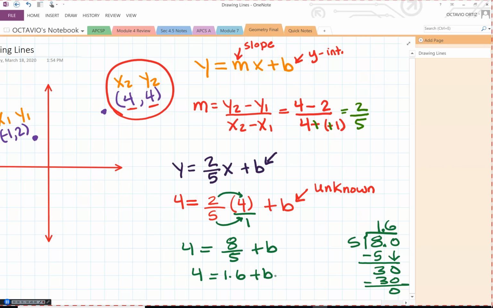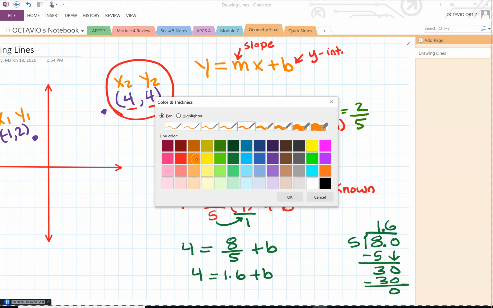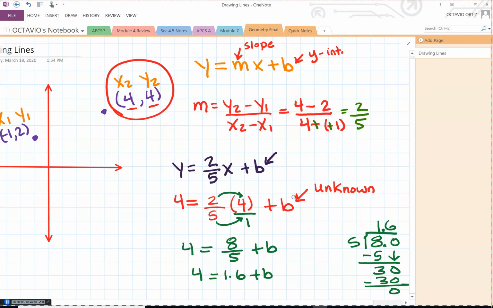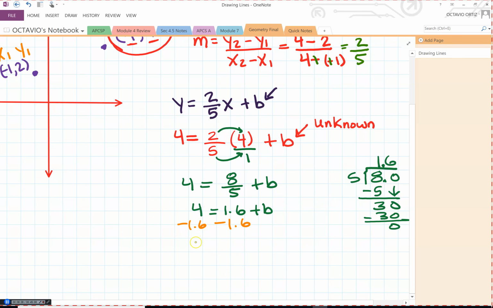And finally, I subtract the 1.6 from this side right here. And so I'm going to minus 1.6, minus 1.6. And that is 2.4 is equal to b. And now that we know b, now we have an equation for a line.